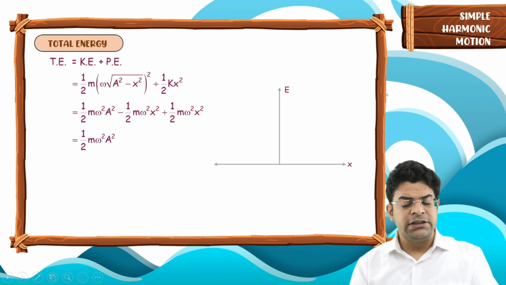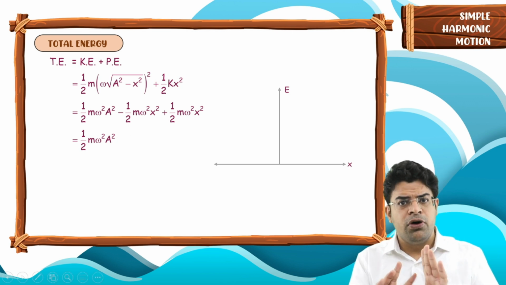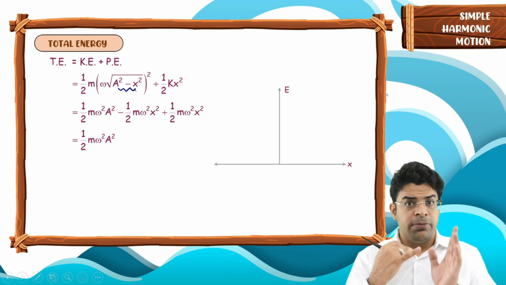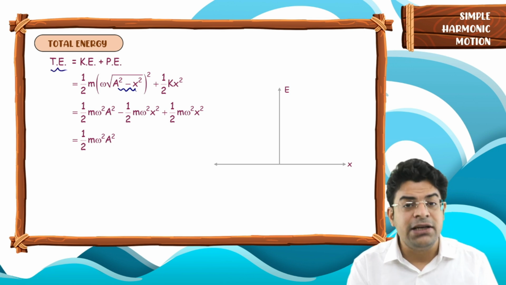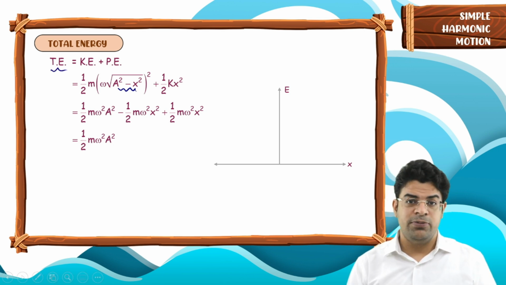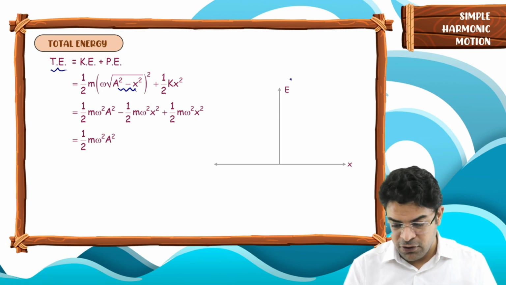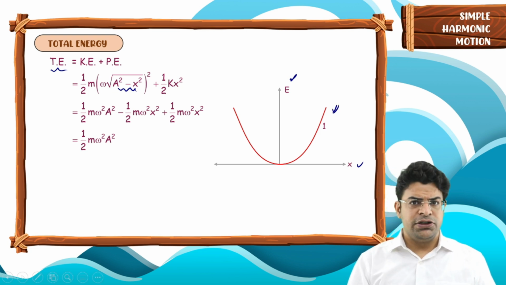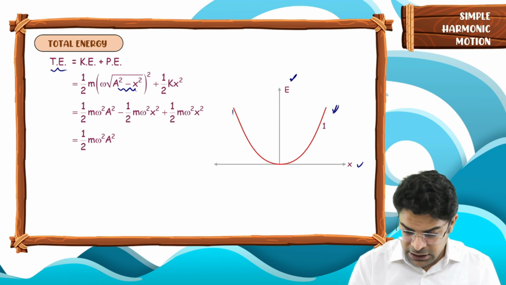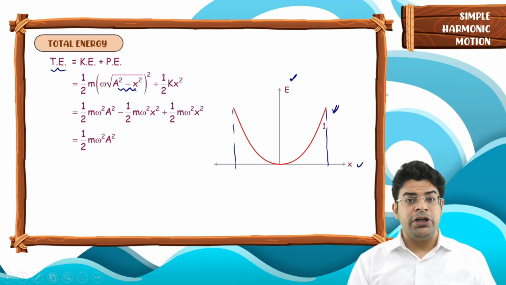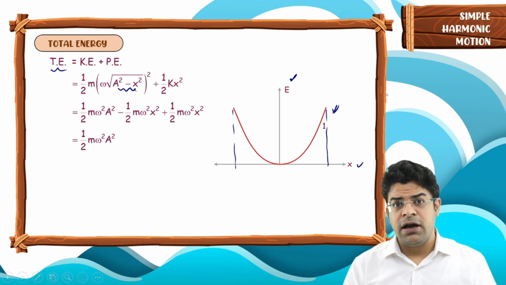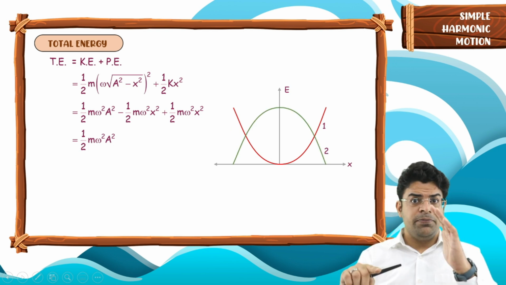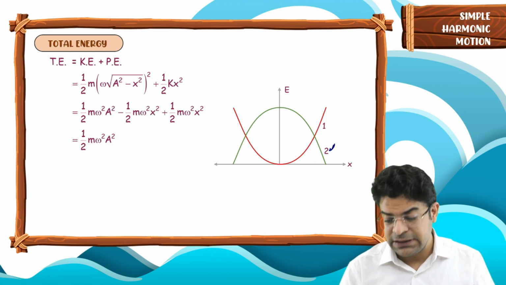So again, you can see potential energy depends upon the position from the mean position. Kinetic energy depends upon the displacement from the mean position, but the total energy is independent of the displacement from the mean position. So if we visualize the graph of energy versus the distance, this is the graph of potential energy. Potential energy increases with the displacement from the mean position. If we think of the graph of kinetic energy, we get a downward mouthed parabola, right? So 2 represents kinetic energy.